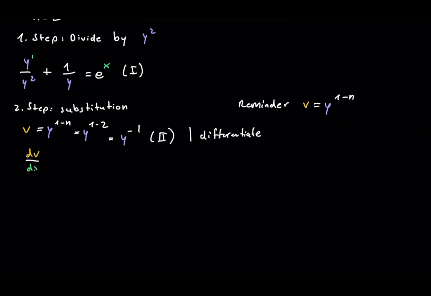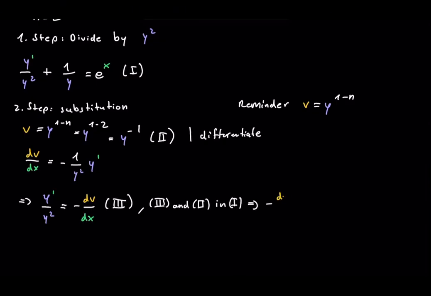Then dv over dx equals negative 1 over y squared times y prime. Rearranging gives y prime over y squared equals negative dv over dx. Substitute this into the equation. Negative dv over dx plus v equals e to the x.